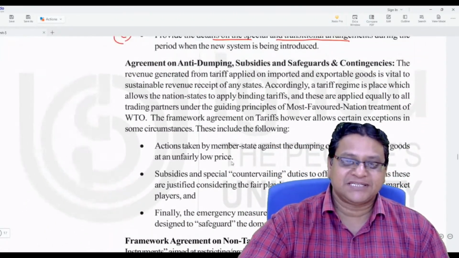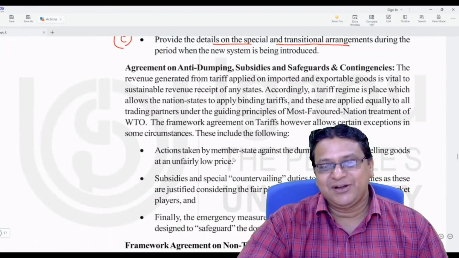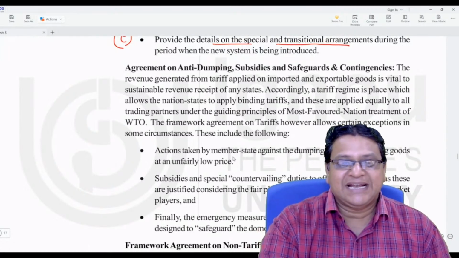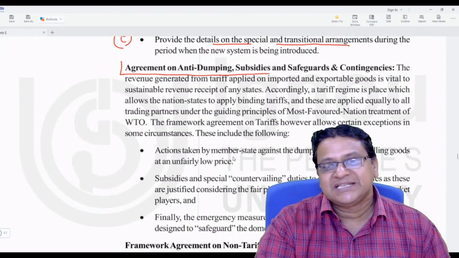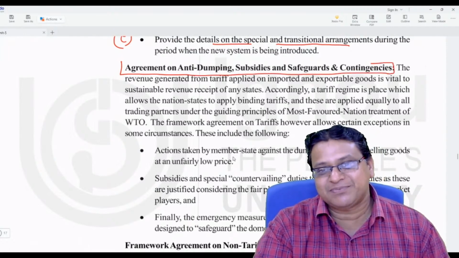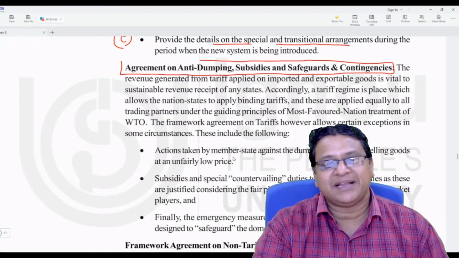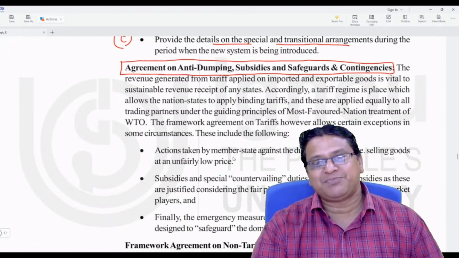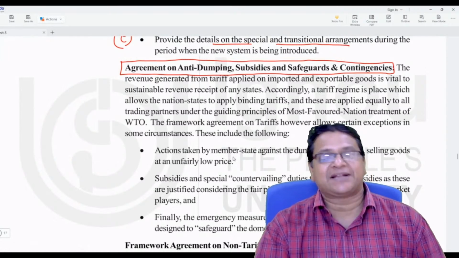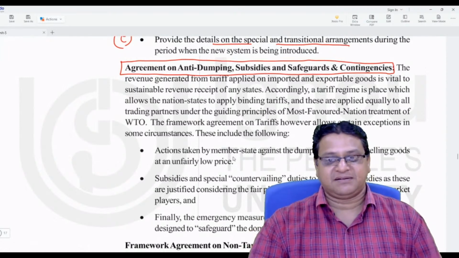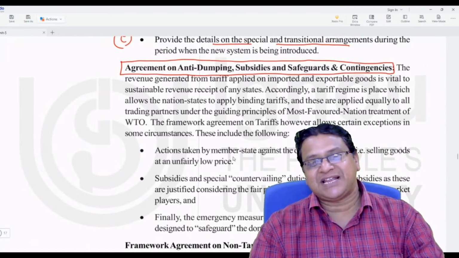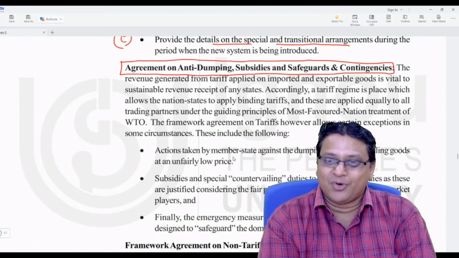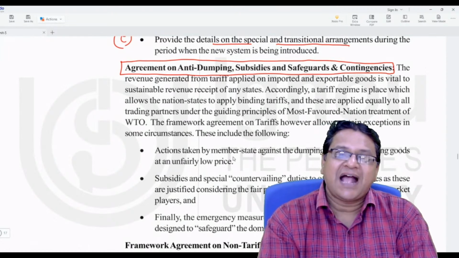The next important agreement is the agreement on anti-dumping, subsidy and safeguard contingencies. What is anti-dumping? Dumping means selling a product below its market price in a foreign market. The main purpose of selling the product below its market price is to eradicate the competitors from the market. And once the competitors are eradicated, the foreign firm will create a monopoly in the market and charge as per their wish.